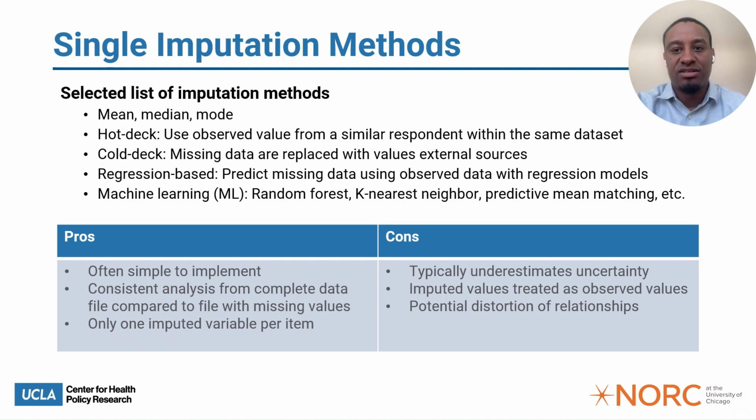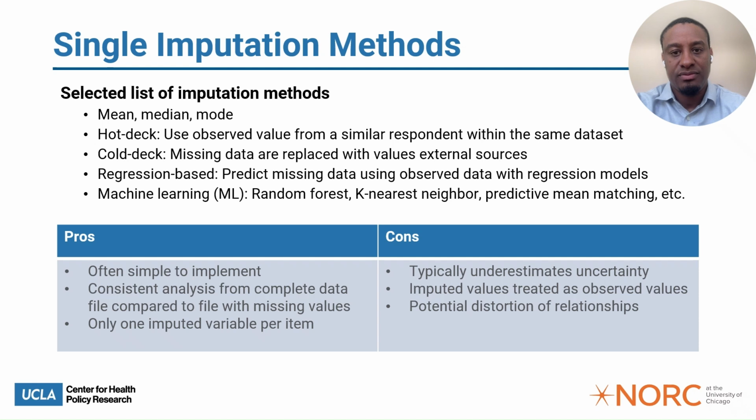On this slide, we list common imputation methods. We can start with mean, median, mode imputation. These imputation methods replace the missing value with a statistic such as mean, median, or mode using the observed values for that variable. For example, we may replace a missing income value with the mean income of the observed data points.